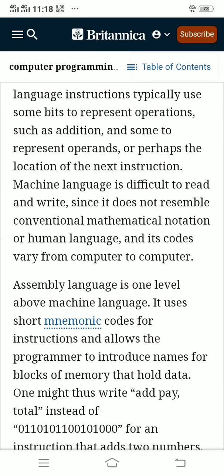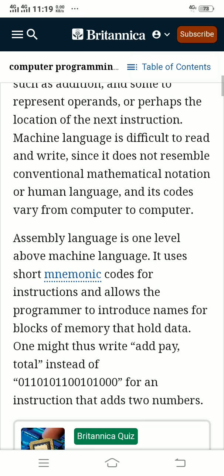Assembly language is one level above machine language. It is another type, another option for the machines. It uses short mnemonic codes for the instructions and allows programmers to introduce names for blocks of memory to hold the data.